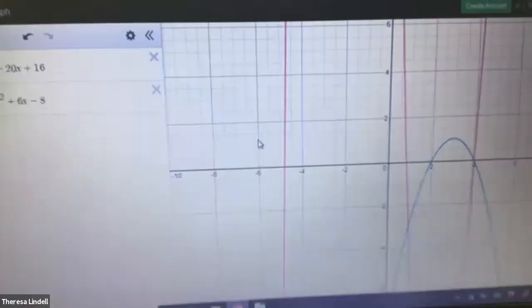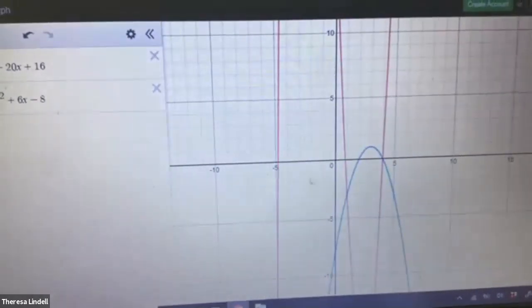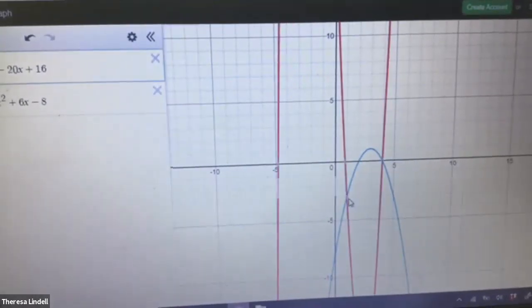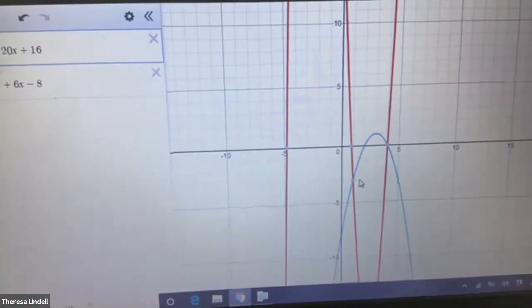So this cubic is like huge. Everybody with me? I've got to zoom out, but it does look like there's a point here. Was one of our points 1, -3? Yep. Okay, that's good news. One of our points was definitely 4, 0. I remember that. So those 2 are on there.